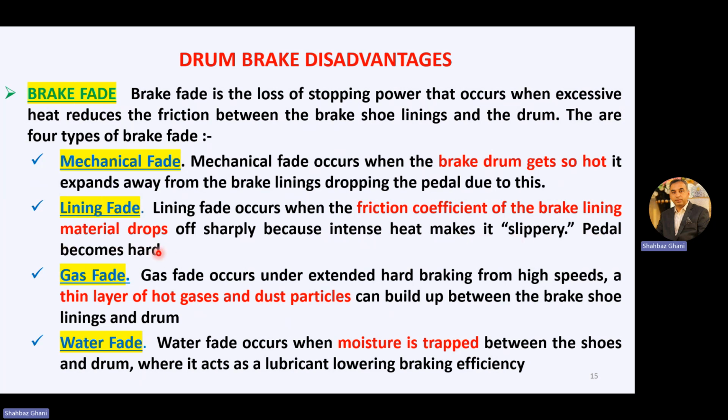Pedal becomes hard. Gas fade. The third fade problem is gas fade, which occurs under extended hard braking from high speeds. A thin layer of hot gases and dust particles can build up between the brake shoes lining and the drum. Because there is air inside, the air and the heat from a lot of hard braking convert into hot gases and dust particles, and these can accumulate between the brake shoes, the lining and the drum.